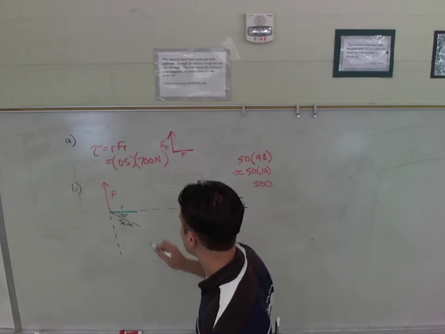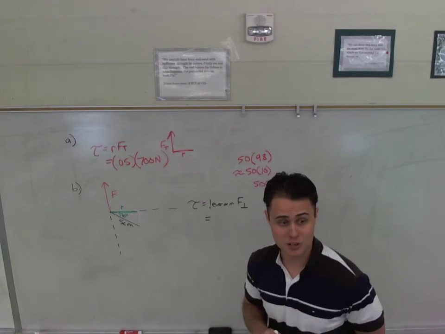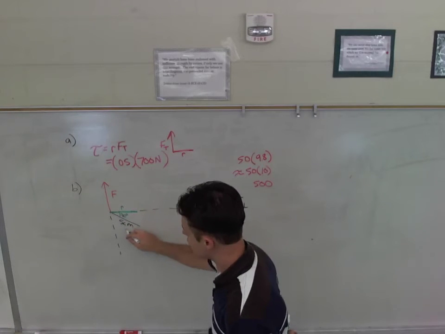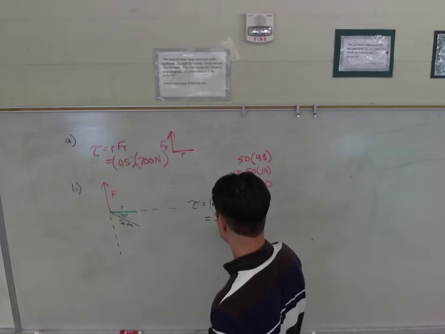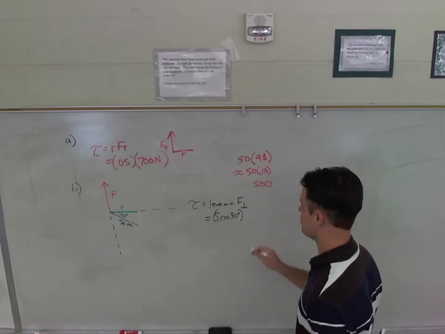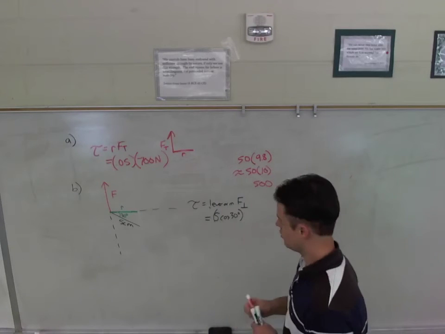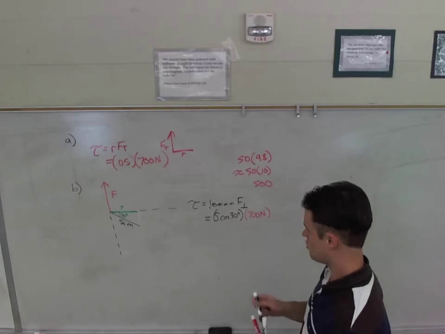So if we just want that, how should I get that? It's cosine, isn't it? If you just want this part, and you've got 30 and you've got 5, you go the magnitude 5 times the cosine of 30. That part's going to be the lever arm, and then my force is still whatever it was before. It's still 700 newtons. So what does that turn into?